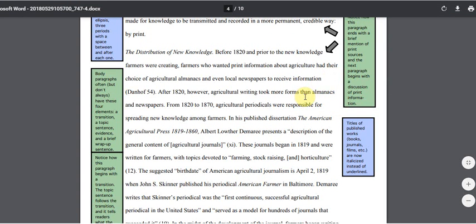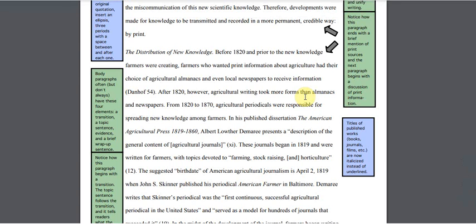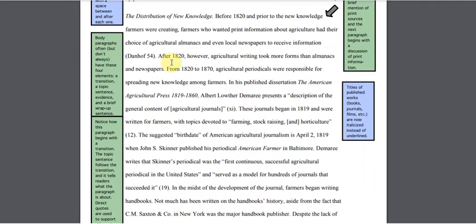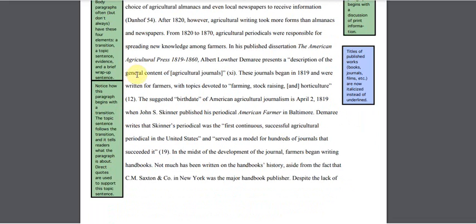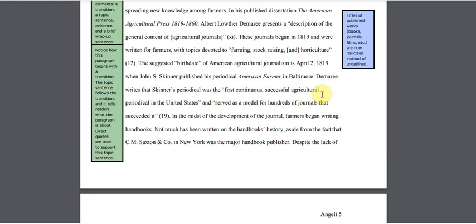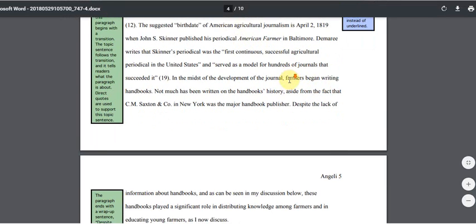Looking here just at a couple of other things, notice how this paragraph ends with a brief mention of print sources, and the next paragraph begins with a discussion of print information. Body paragraphs often, but don't always, have these 4 elements: a transition, a topic sentence, evidence, and a brief wrap-up sentence. Yes, the well-structured paragraph will have that.